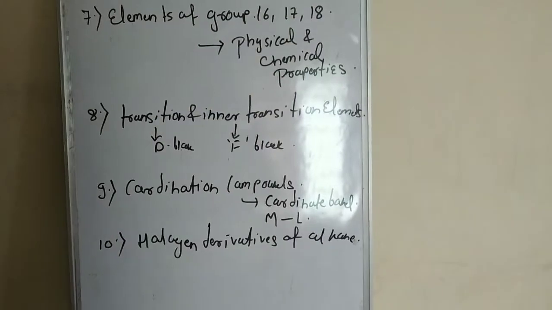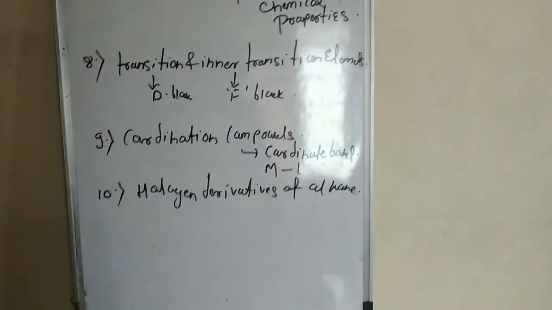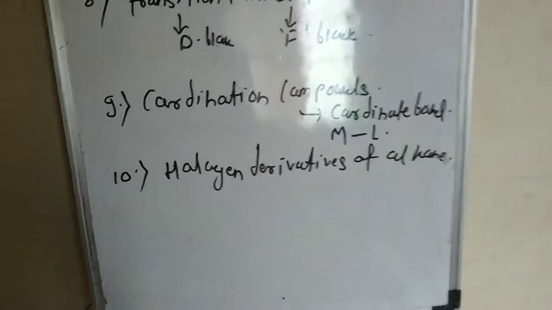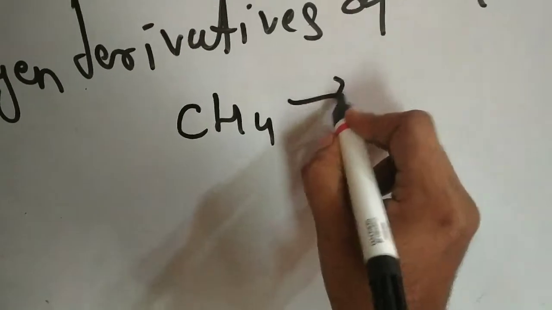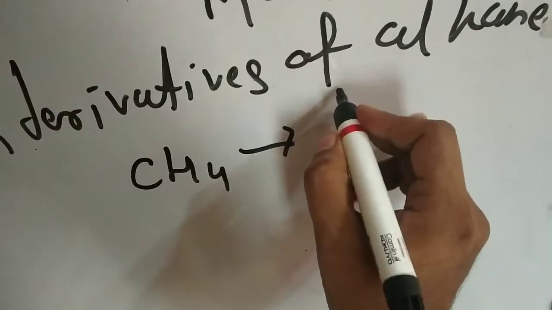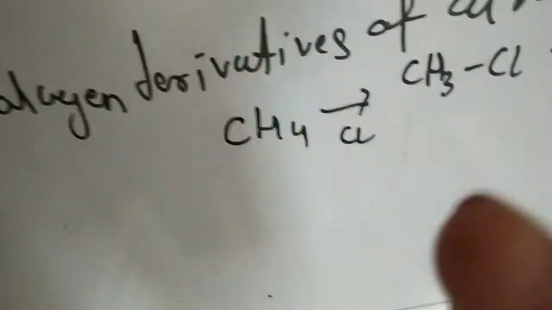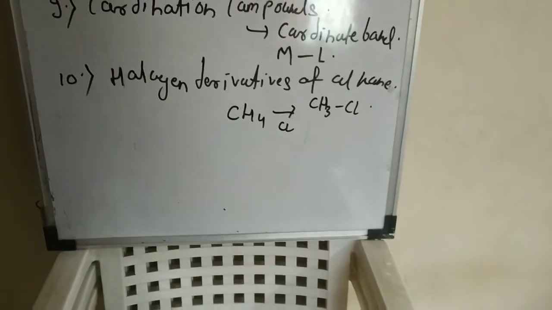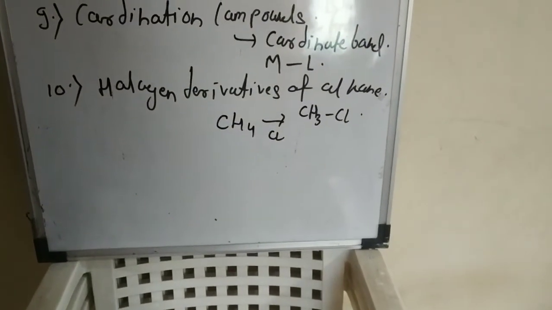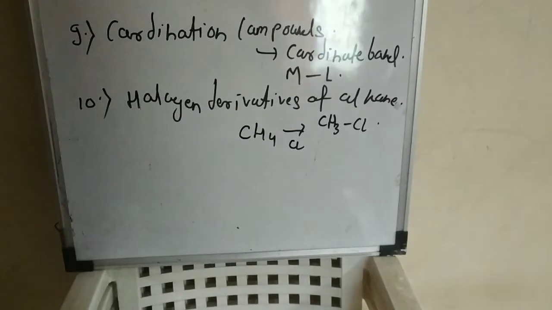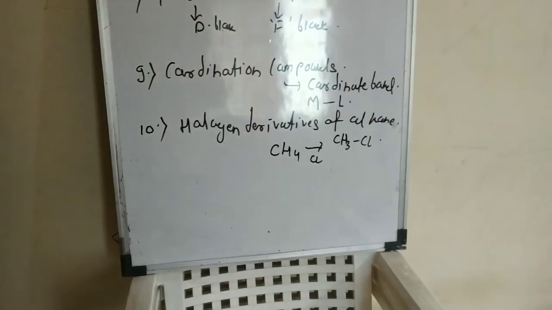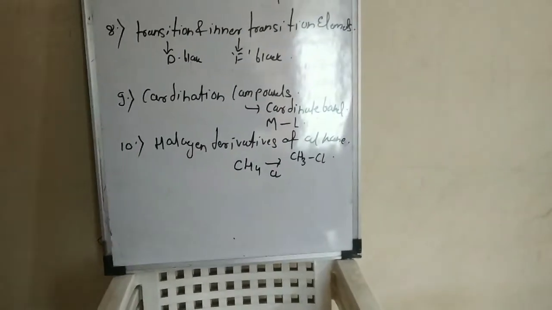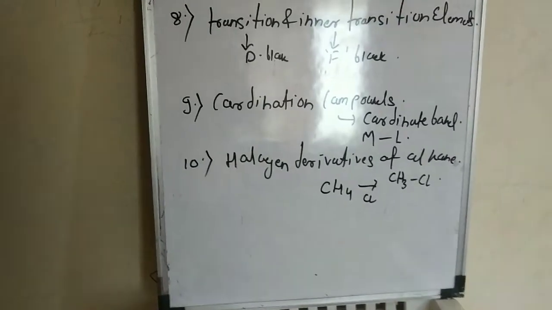But here in this case we will be learning about the derivatives of alkane. Now what are the derivatives of alkane? For example, if we take CH4 and replace one of the hydrogens of the CH4 by a halogen atom, it becomes CH3Cl. So when we add one chlorine atom and remove one hydrogen atom, it becomes methyl chloride. So methane gets converted into methyl chloride, right? So methyl chloride is nothing but a derivative of the particular alkane. This is what we are going to learn in this particular chapter.